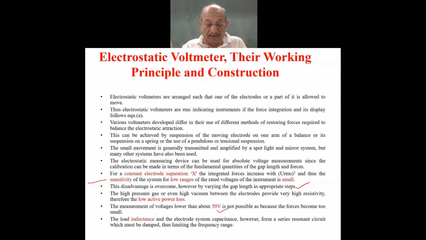And the high pressure gas or even vacuum between the electrodes provide very high resistivity, therefore low active power loss. Active power loss is always a concern, and in any capacitor formed by vacuum or gas, the active power losses are very, very small. And when you have high pressure gas or vacuum being used, the active power loss decreases furthermore.